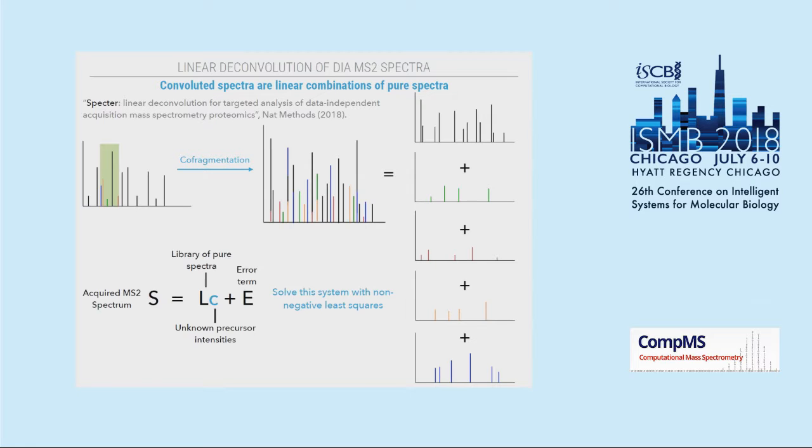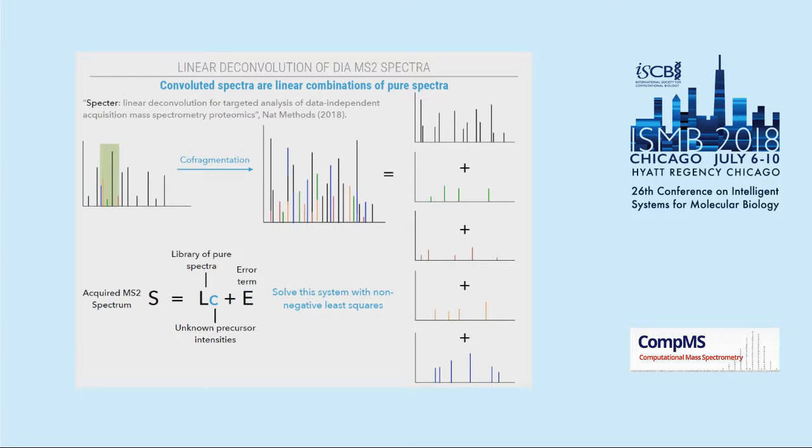So this takes the form of just a familiar matrix equation, the most basic equation from linear algebra, plus an error term. This is a targeted approach, meaning we need to begin with a spectral library. It can be quite large. So we begin with a spectral library that defines the space of peptides or precursors that we'll be able to actually identify in this approach, because we need something to deconvolute onto. And this can be efficiently solved with non-negative least squares.